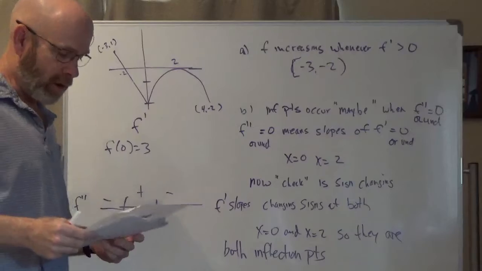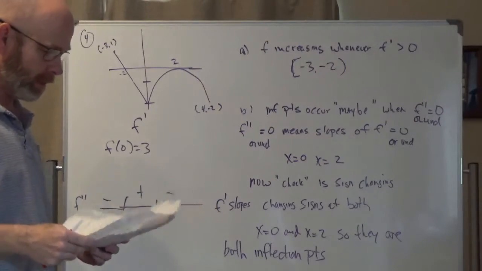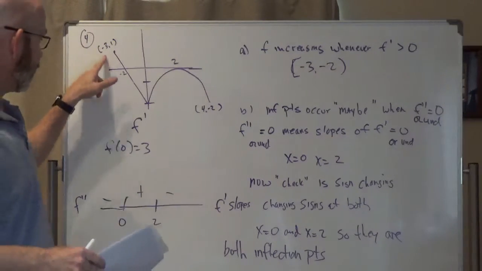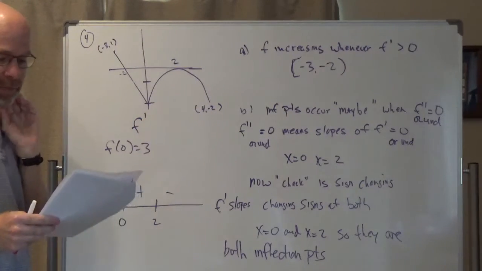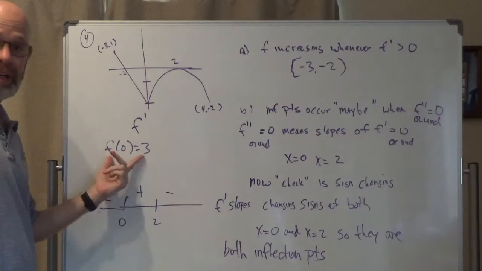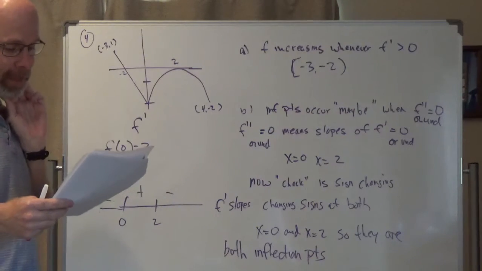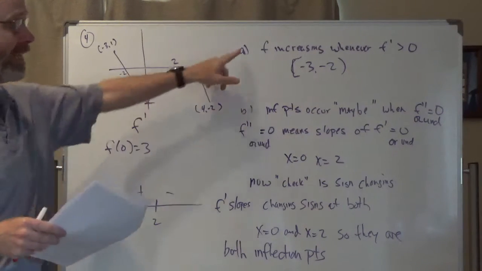Okay, problem number 4 on assignment 20A. Got this little curve, it's the line and the semicircle, and that's f prime. They also told me that f of 0 is 3. It's going to come in handy in just a little bit. When is the function increasing?